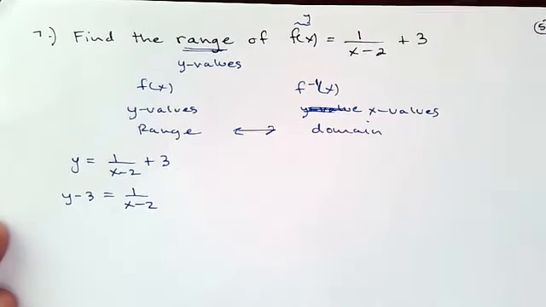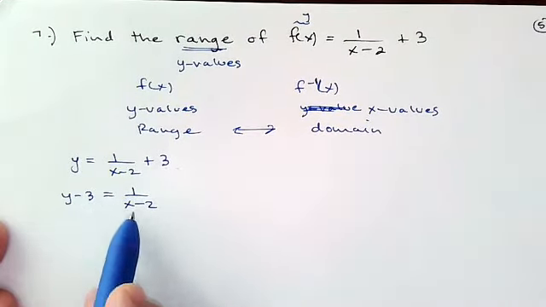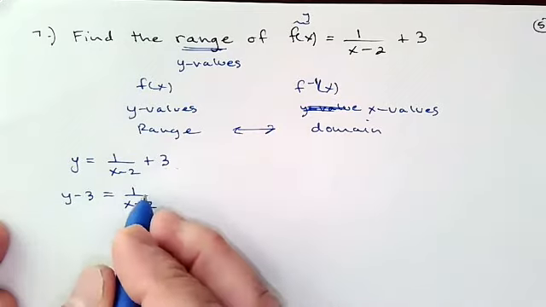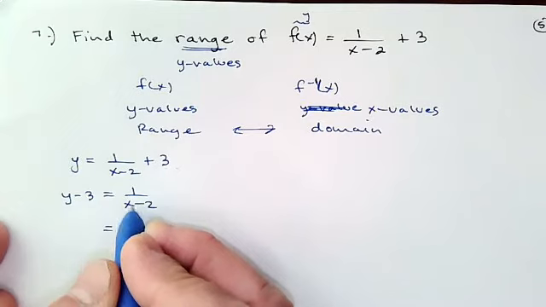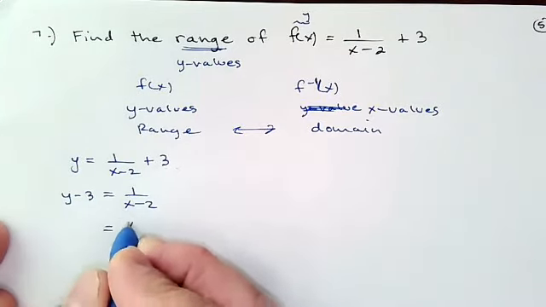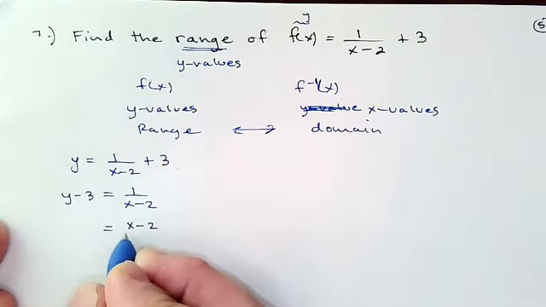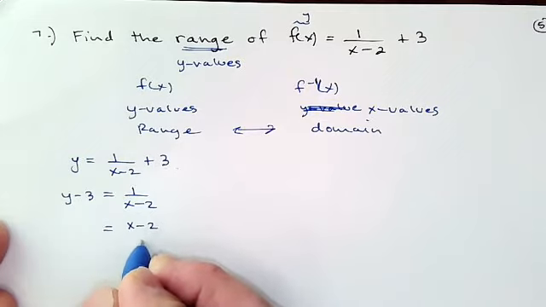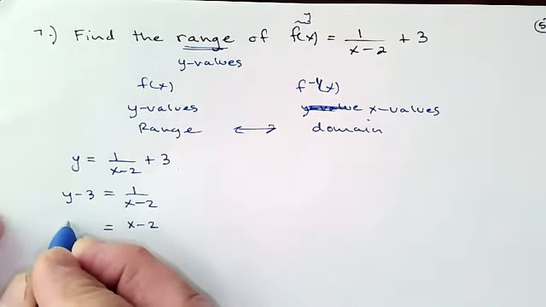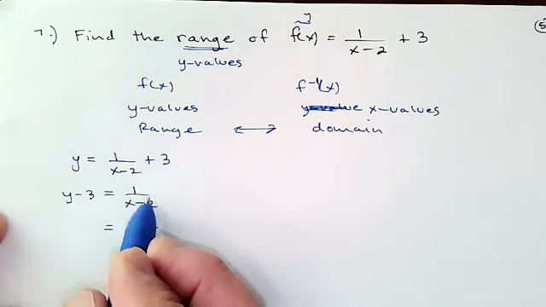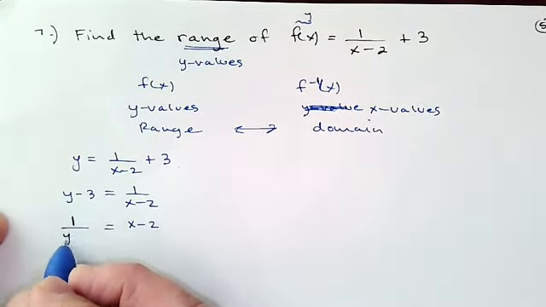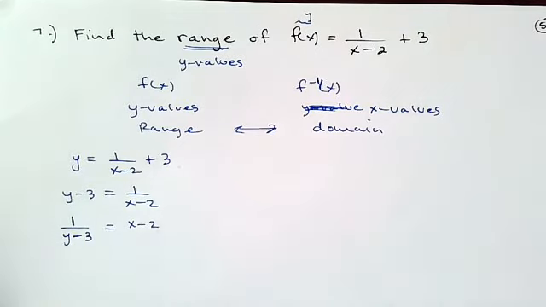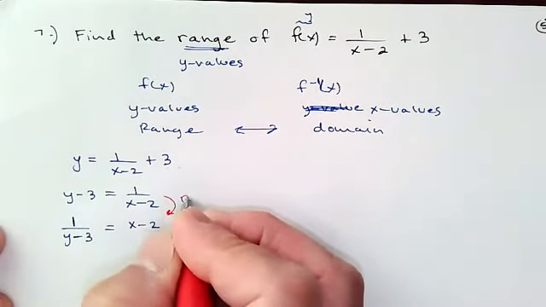Now, my favorite way to do the algebra from here, yes, you can multiply both sides by x minus 2. But my favorite way to solve when I get in a situation like this is if I flip the right side, in other words, take the reciprocal, because that's just going to give me x minus 2 over 1, which is just x minus 2. Remember, for an equation, whatever you do to one side, you have to do the same thing to the other side. So I'm going to make this 1 over y minus 3. So I'm taking the reciprocal of both sides.